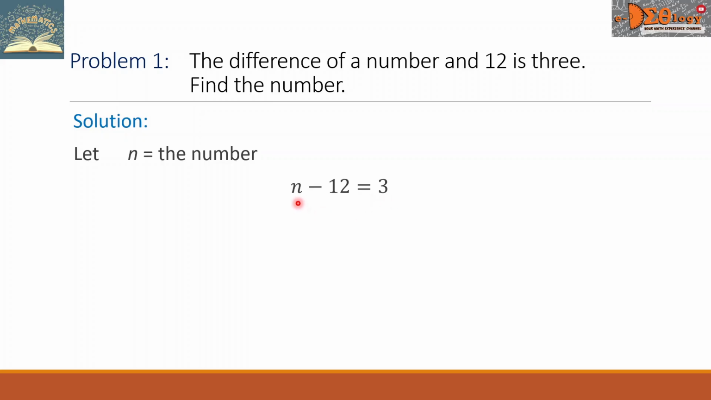Then we solve for n. This negative 12 we transpose to the right. So we have 3 plus 12. And the sum is 15. This is the value of n. This is the number that we want. And then let us check. This 15 minus 12, the answer is 3. So this number satisfies the problem.